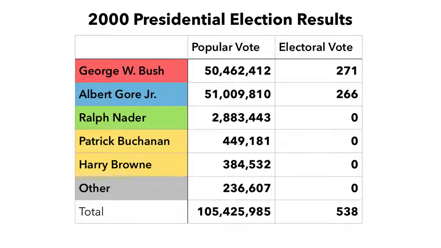A candidate needs 270 total electoral college votes to win, and because you might win some states by a wide margin and lose others very narrowly, it is possible to win the popular vote in the country but lose the election. In fact, that's how George W. Bush was elected in 2000.